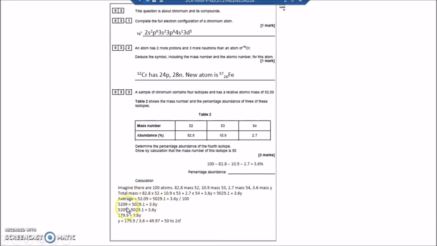Take the 5029.1 to the other side. 179.9 is 3.6y. Divide both sides by 3.6, and I've now got y, which is the mass of the unknown particle, 49.97. Now the mass number has got to be a whole number, so I'll round it up to 50 to two significant figures.